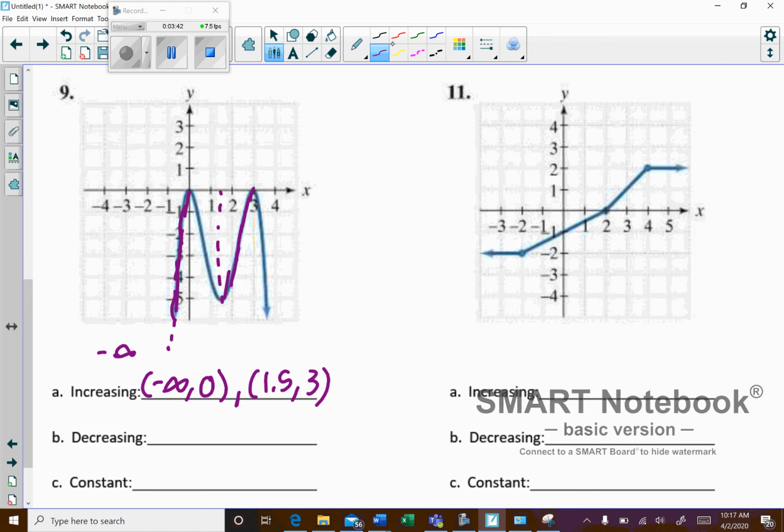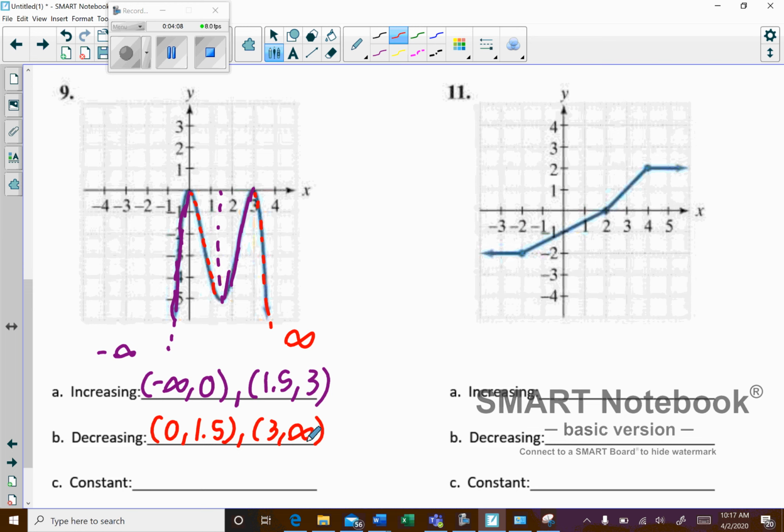Now, our decreasing intervals are going to be the other two we see right here. Once again, you want to go from left to right. So you want to list this one first, from 0 to 1.5. From 0 to 1.5, we're decreasing. And then also from 3 to infinity, we're also decreasing. Once again, this one didn't have any constant.